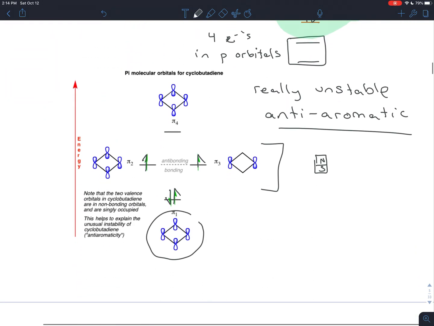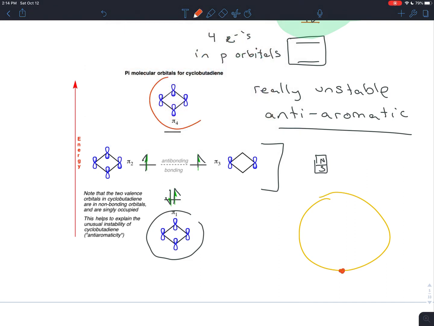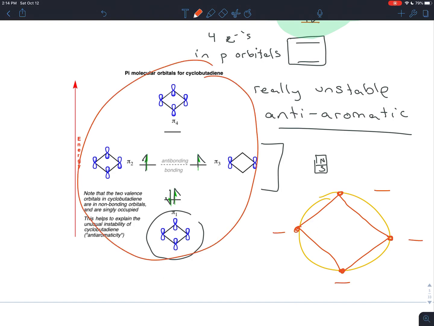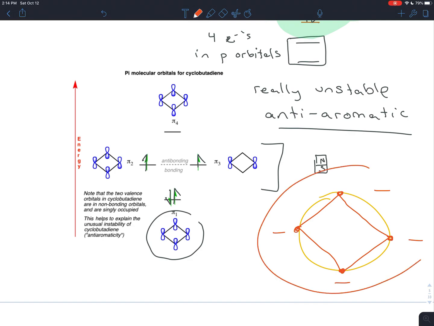If we drew a Frost circle for cyclobutadiene, first step, draw the circle. Second step, crucial, make sure one of the points of your shape, your square, is at the bottom, and then draw in your molecule. Each place where the molecule touches the circle represents a molecular orbital, and notice that we get the same relative energies as we saw in the molecular orbital diagram.